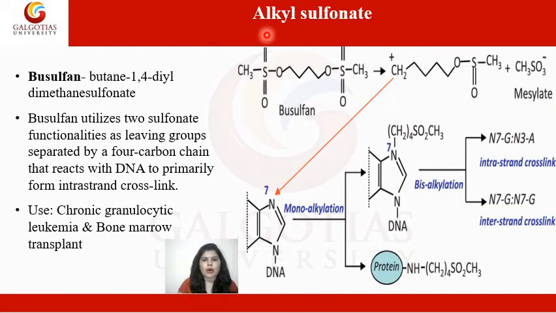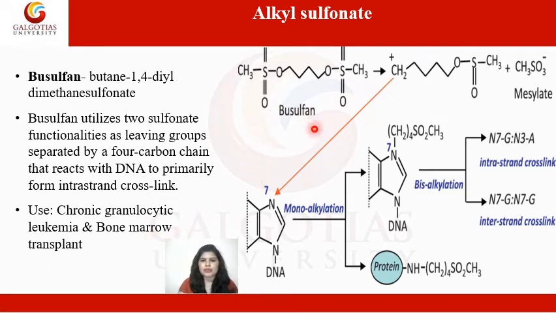The third category of alkylating agents is alkyl sulfonate, and the drug belonging to this class is busulfan, chemically known as butane-1,4-diyl dimethanesulfonate. Busulfan utilizes two sulfonate functionalities, which are the two functional groups as leaving groups separated by a 4-carbon chain that react with DNA to primarily form intrastrand cross-linking. Busulfan is used in chronic granulocytic leukemia and in bone marrow transplant.